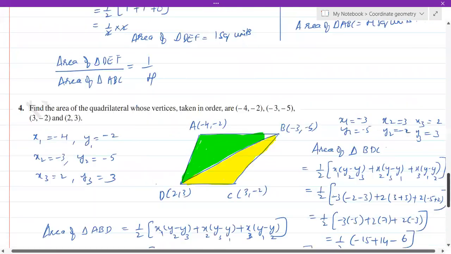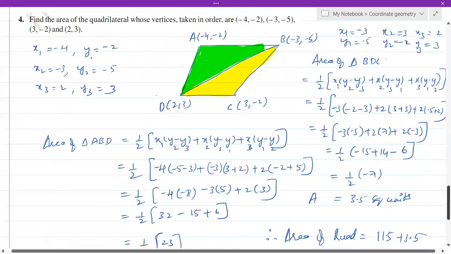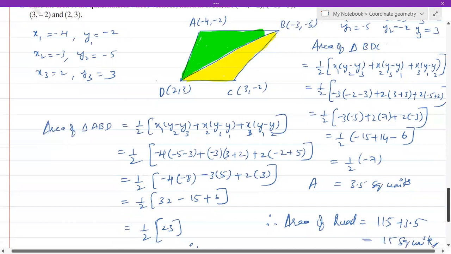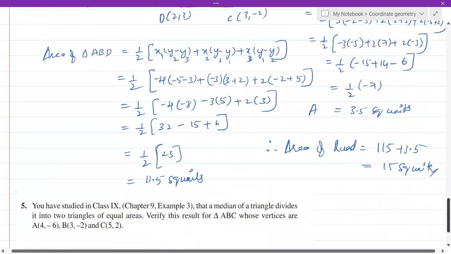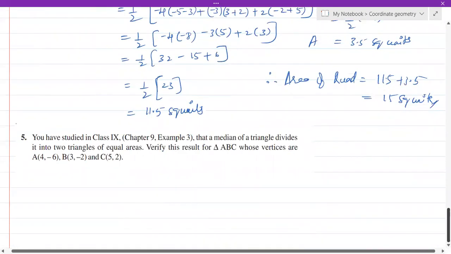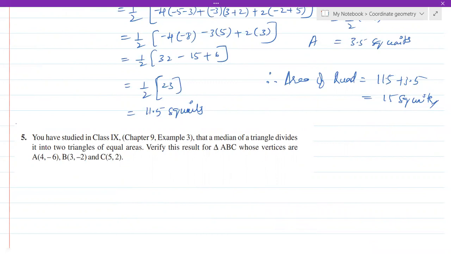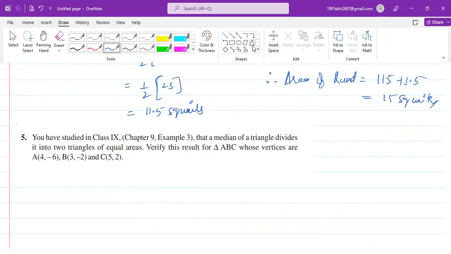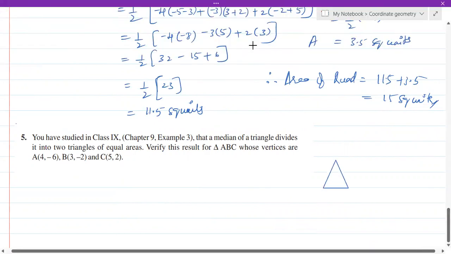Okay. It's very simple. You have to find the area of the triangle ABD using the formula and area of the triangle BDC using the formula. And at the last, we have to add it. Okay. So let's get into the next question. You have studied in class 9 that a median of a triangle divides it into two triangles of equal areas, isn't it? Verify this result for the triangle ABC, whose vertices are 4, minus 6, 3, minus 2, and 5, 2. I'll give this as a task and try it at home.